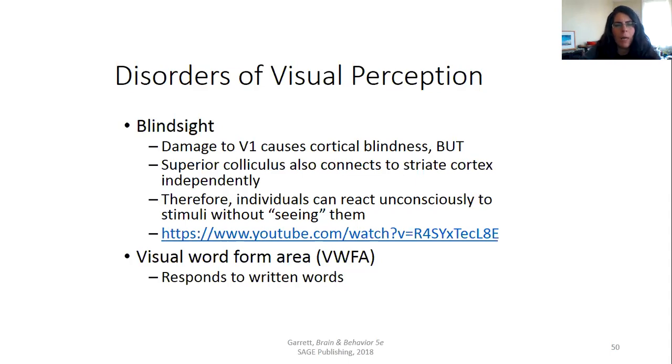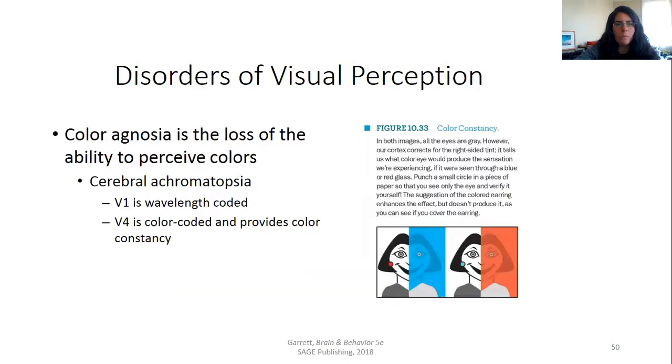Okay, I put in my slide visual word form area, which I don't think is in your text, so don't worry about it. But there is an area of our brain that responds to words, to letters, to shapes of letters, to written words. And if there's damage in this area, one would not be able to respond to written words.